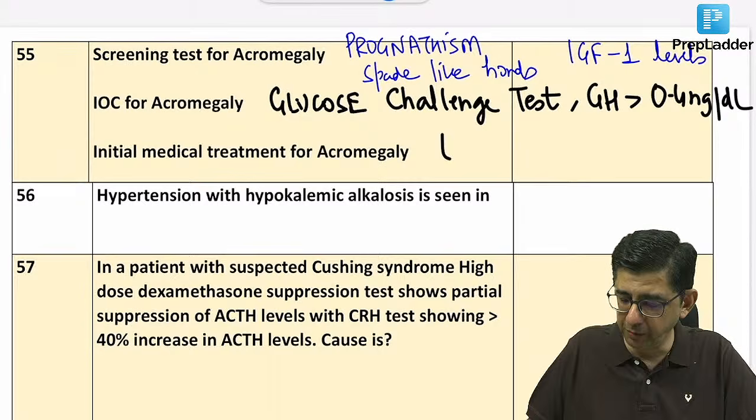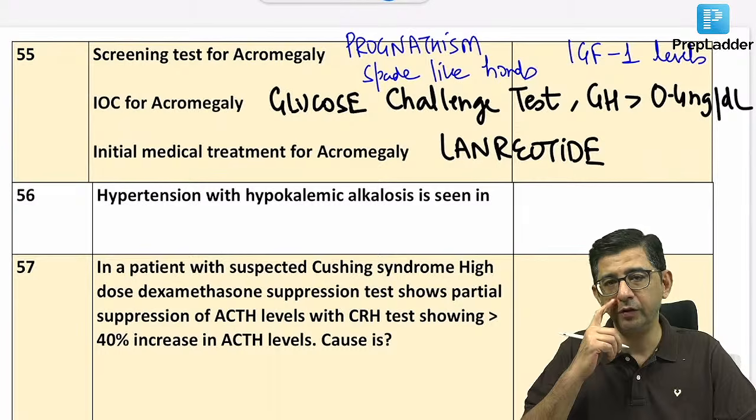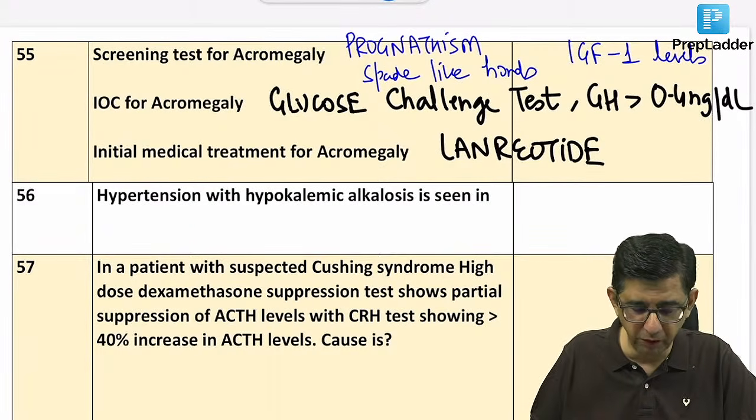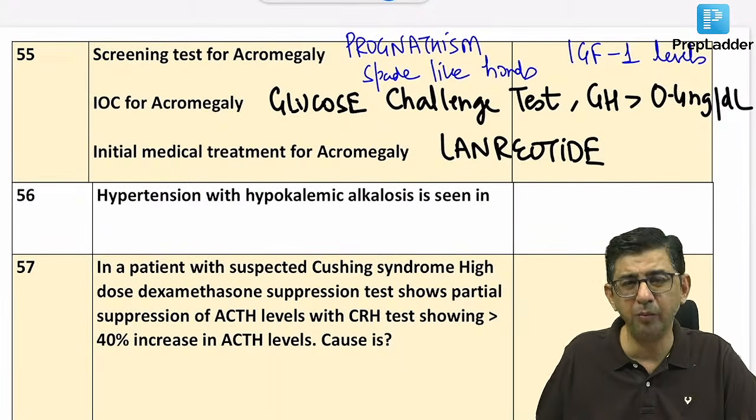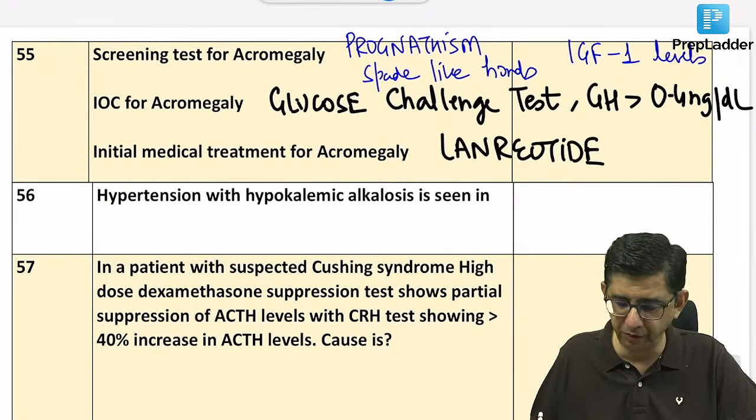And the initial treatment for this patient before we plan surgery is to shrink the size of the tumor. The medicine that we give to shrink the tumor would be lanreotide, a long-acting derivative. Lanreotide would be preferred over octreotide for management of this patient.